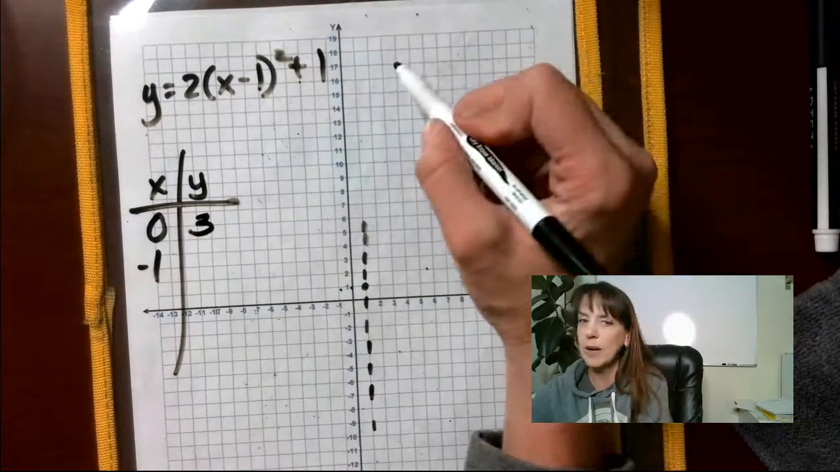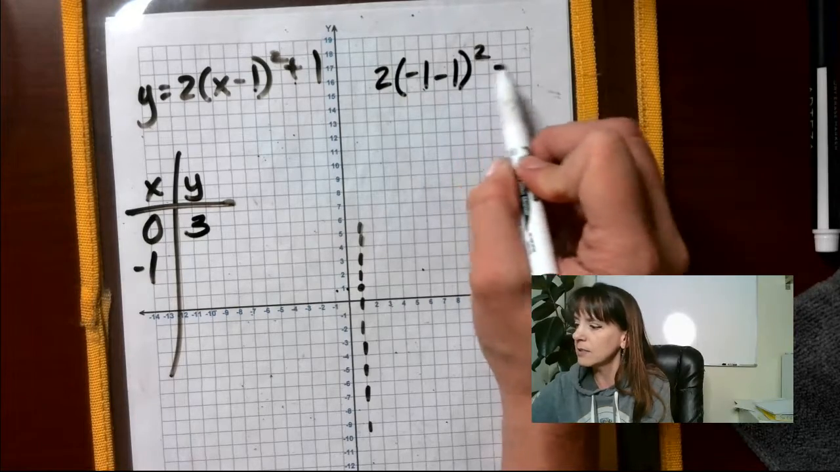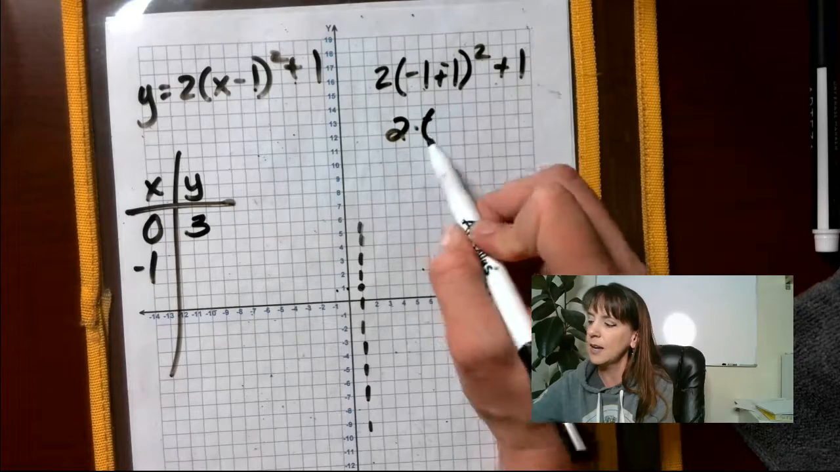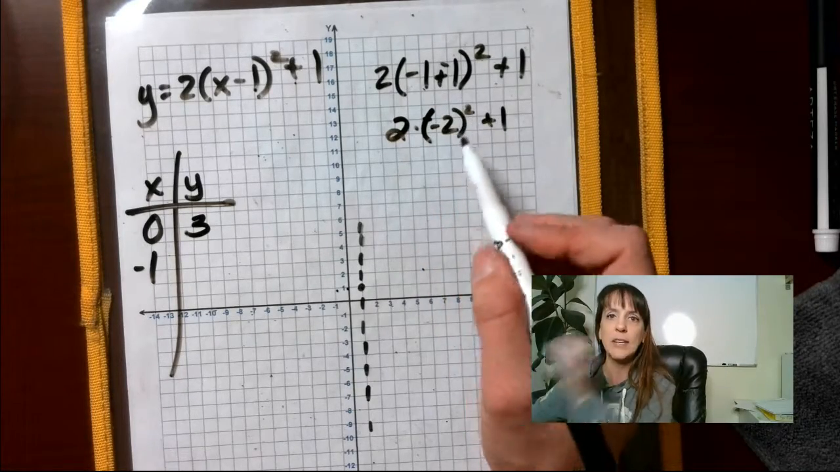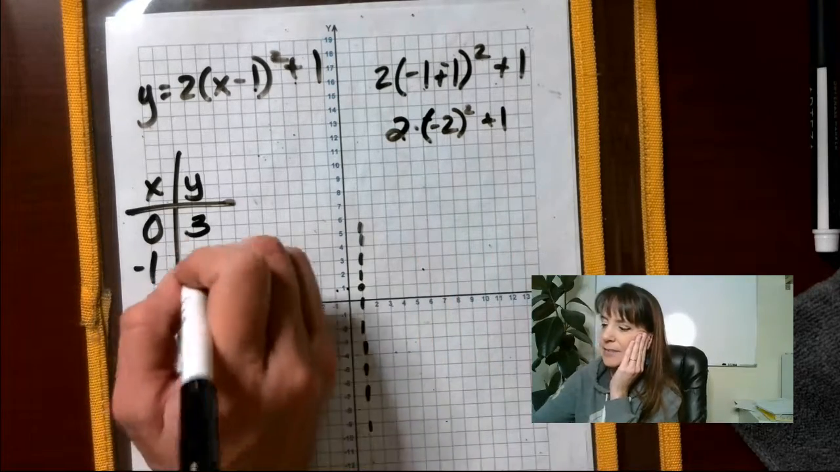Now let's try -1, and I'm going to write this one down just to be a little bit safer. I hate to make a stupid mistake as I'm doing it. So add the opposite: 2 times -2 squared plus 1. -2 squared is going to give me 4. Times that by 2, it's 8, plus 1 is 9. So if x is -1, y is 9.